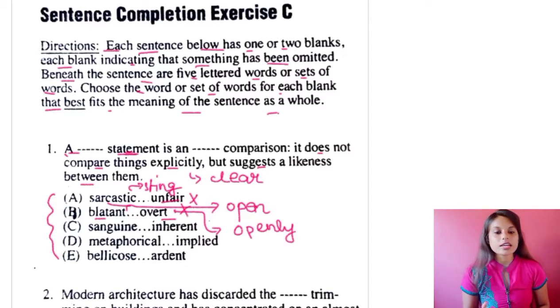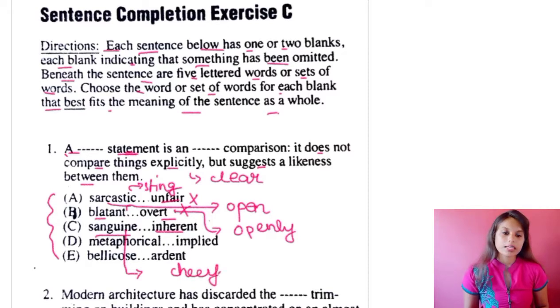Let us check option number C, that is sanguine and inherent. What is the meaning of sanguine? Sanguine means either cheerful or bright or hopeful. In simple words, you can say it's cheerful, like quite happy. And inherent means something which is existing in you, which is there in you. In simple words, you can say innate.